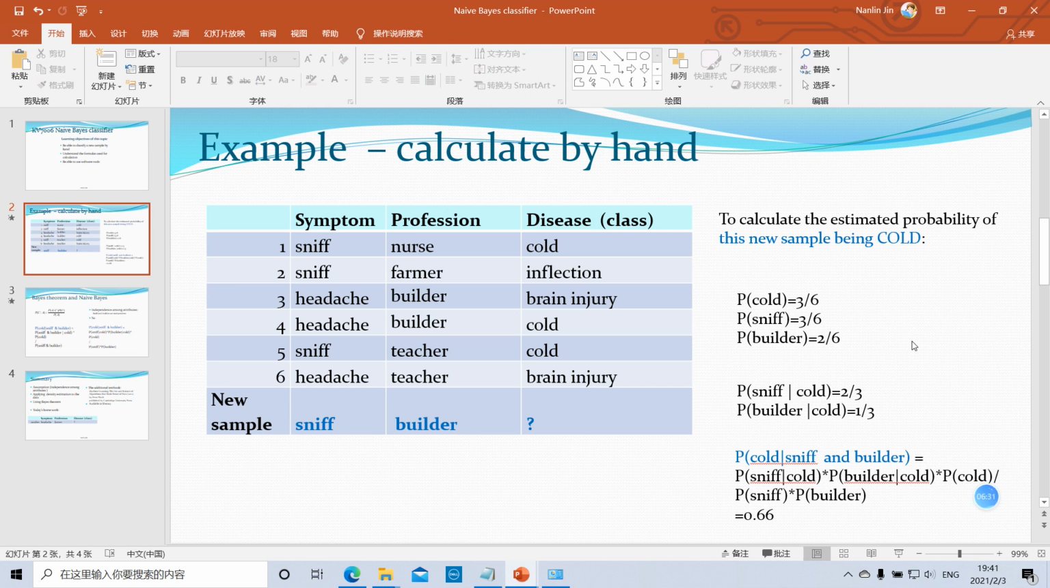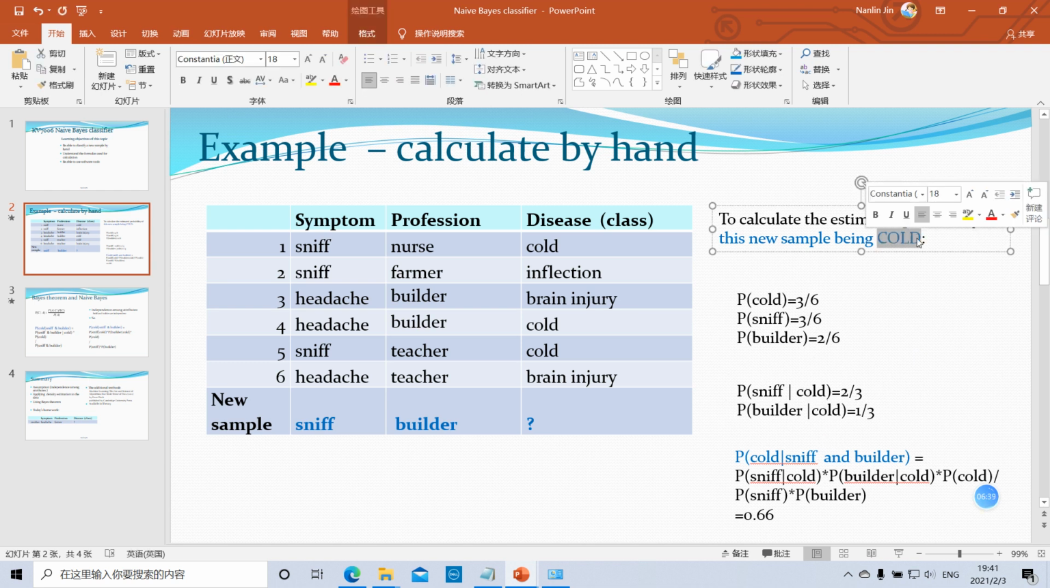The next step is a little bit more complicated. Cold is the class we are going to calculate the probability for in this case. This new record also has two values on the features: one is sniff and one is builder. Based on the condition of cold, what is the probability of sniff in the historical data?